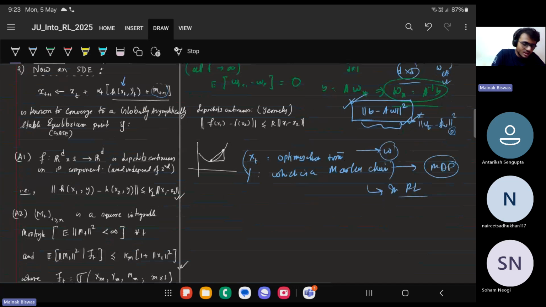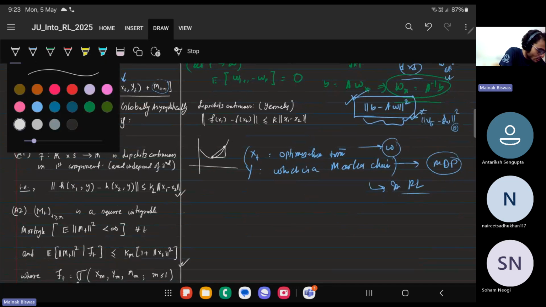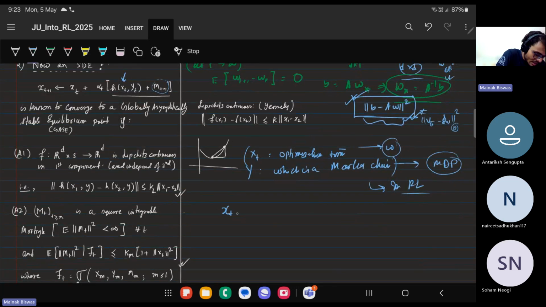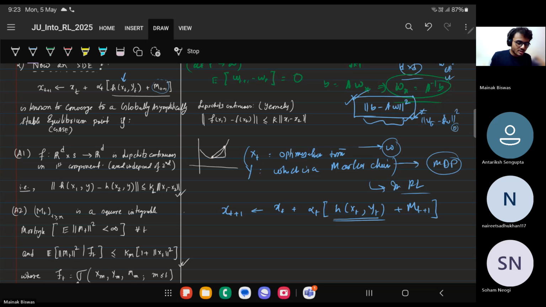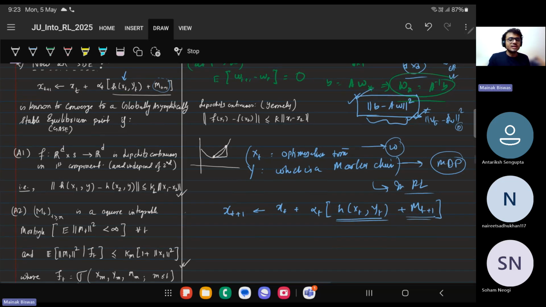So what do I say again? I will not read it out again, as I never do. So I'll just write it down. x_{t+1} is x_t plus some learning rate times h of x_t comma y_t plus the martingale M_{t+1}. It says that if the update rule that I have over here has a martingale term like this, and all these conditions are satisfied, then I will have a solution. Let us see if we have that type of solution.